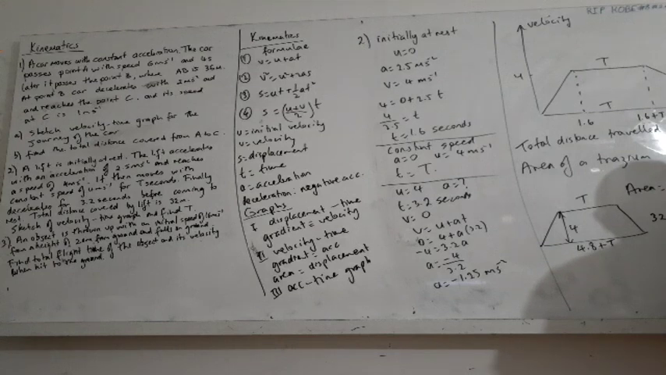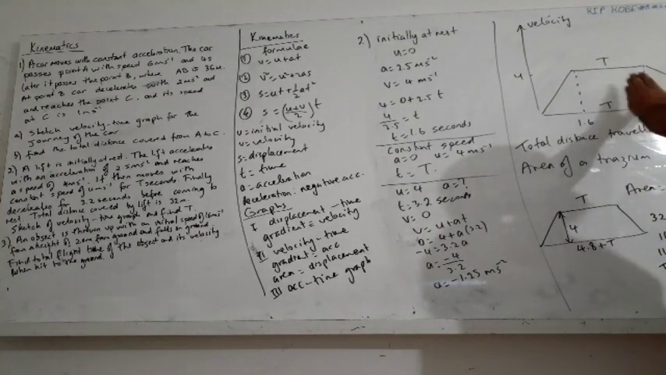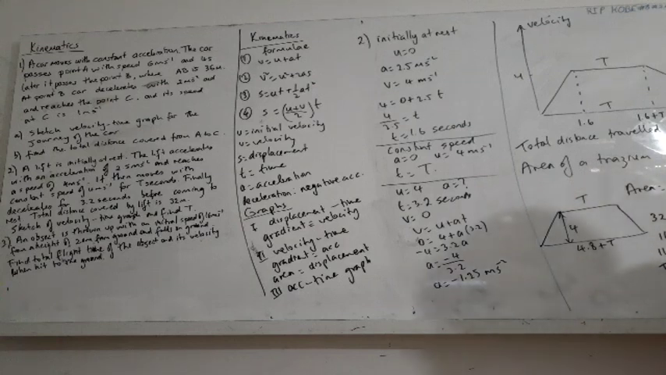So 16 is equal to 2t plus 4.8. 11.2 is equal to 2t. So t is equal to 5.6 seconds. And this is the answer for question 2. You need to remember the area of a trapezium, and you have to recognize that this is a trapezium here. Yes, do you have any questions?